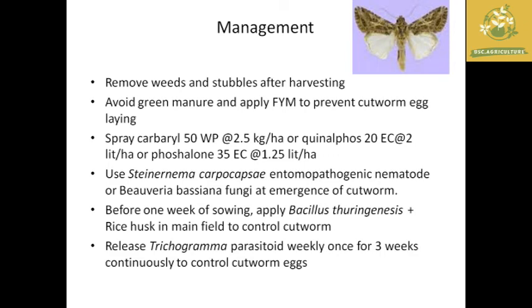You can move for insecticides such as carbaryl for their control in the standing crop, and also avoid green manure and apply FYM to prevent cutworm egg laying at the ground level, and release Trichogramma parasite once a week for every 3 weeks to continuously control cutworm eggs.